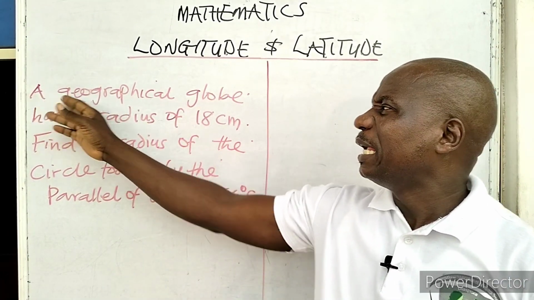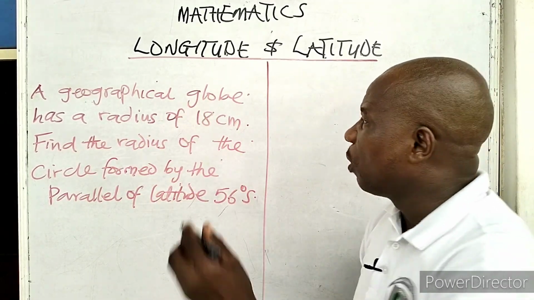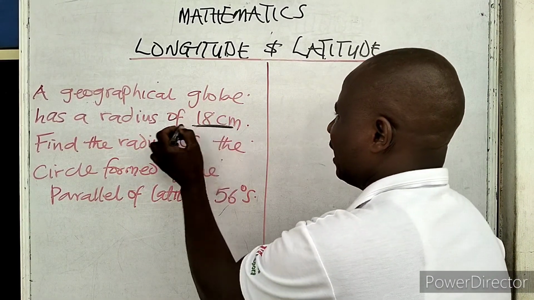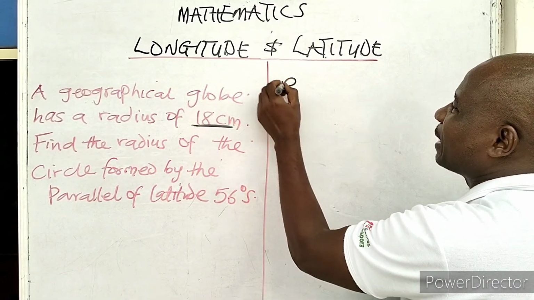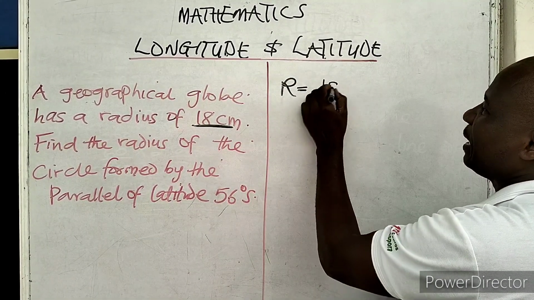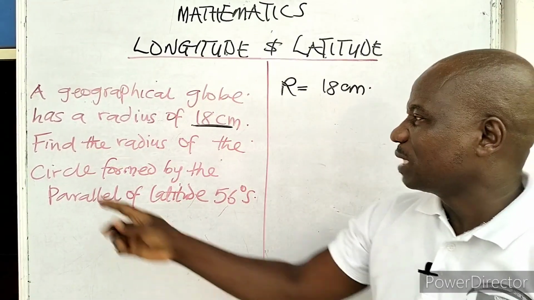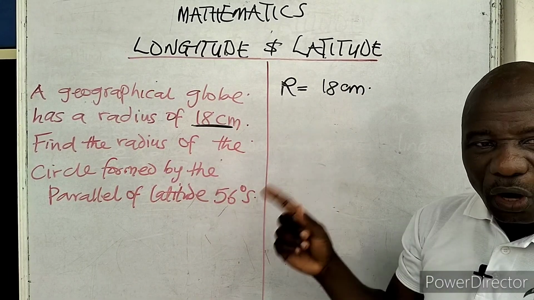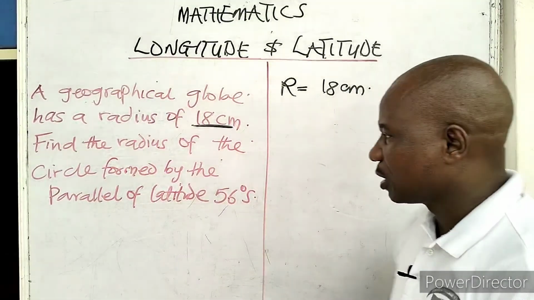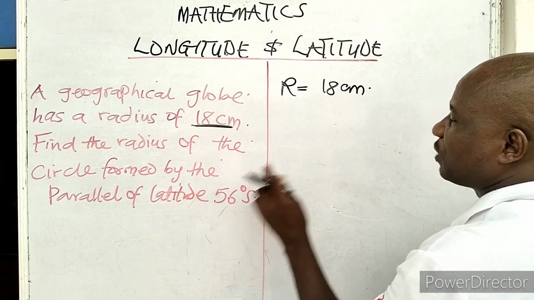They told us that a geographical globe has a radius of 18 centimeter. They have told you that the geographical globe means that capital R is 18 centimeter. Are you getting it now? So the question now says, find the radius of the circle formed by the parallel of latitude 56.